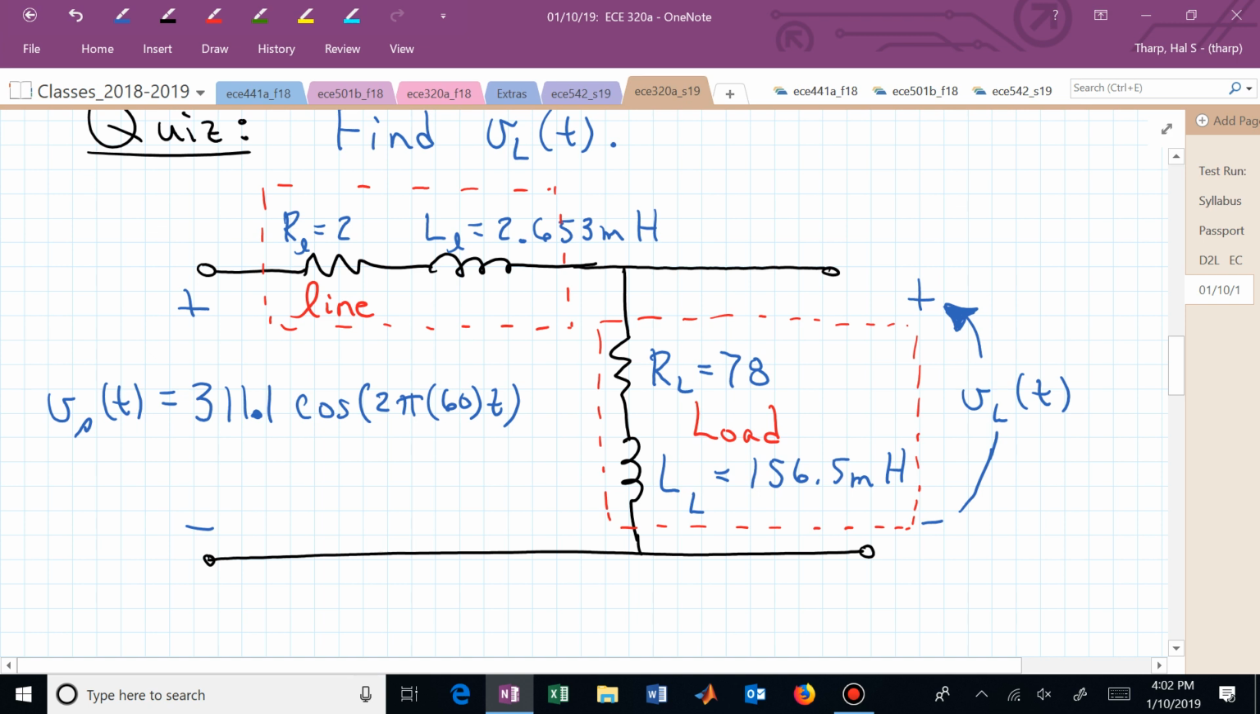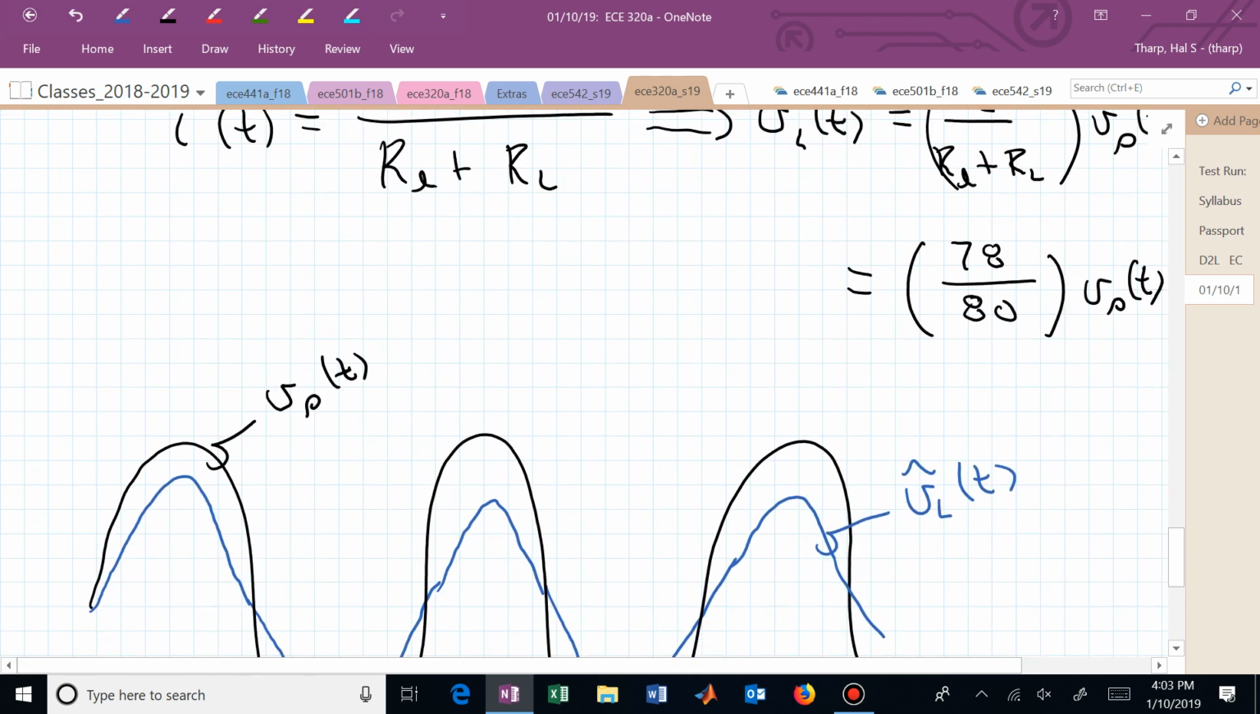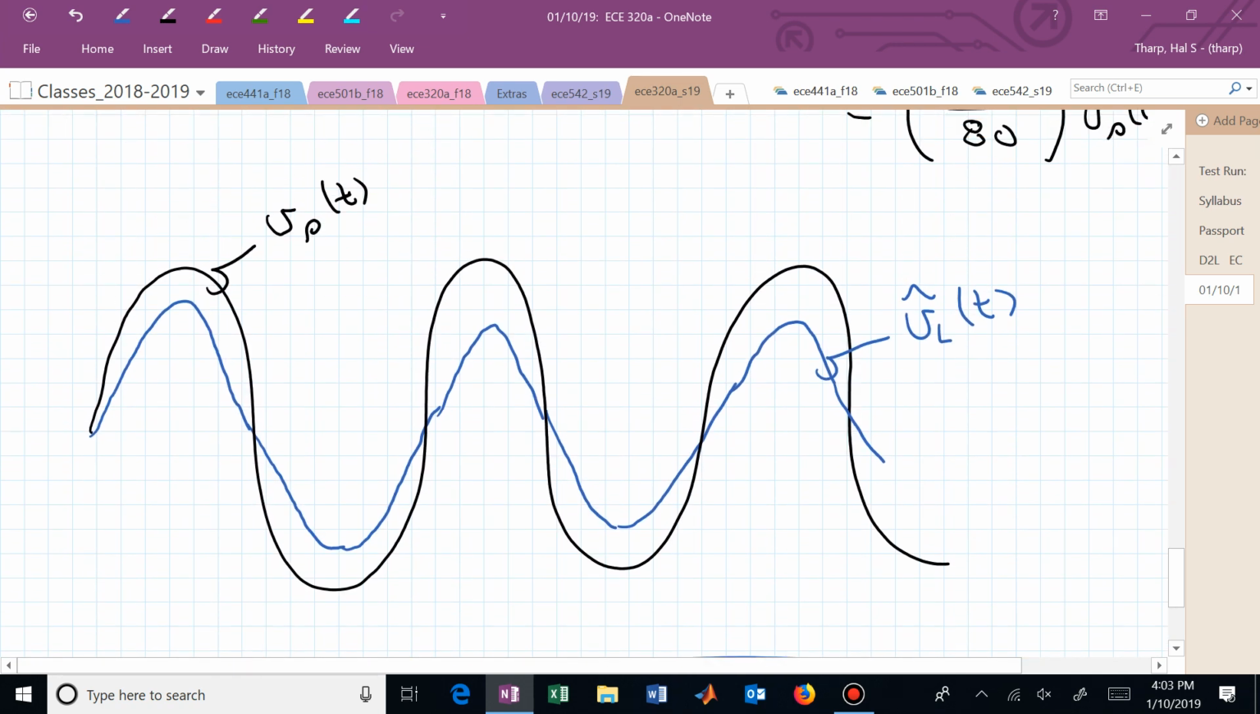Now, do those inductors make any other difference? Does V sub L of t, not V sub L hat, but V sub L of t, we said it's the same frequency. Is it? Now it's what? The phase has changed.